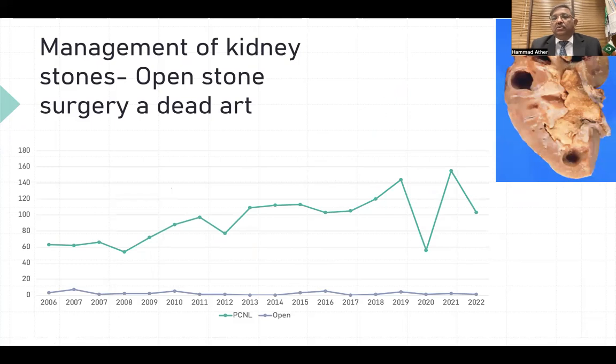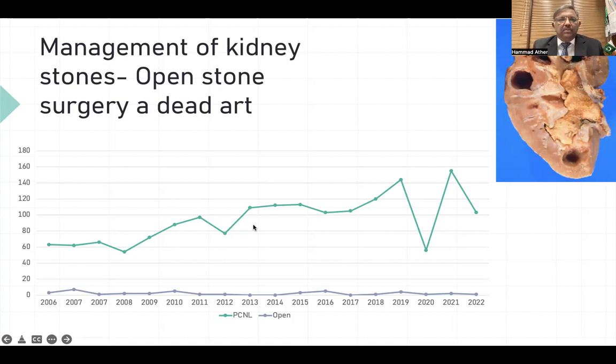What about kidney stones? Again, open surgery is becoming, even in our part of the world, a dead art. If you look at this data from 2006 to 2022, open surgeries for stones in the adult population were significantly low. A very similar trend is also noted for pediatric patients, because a vast majority of pediatric patients are dealt with by lithotripsy. And once we had the finer endoscopes, a significant number are now treated with percutaneous surgery as well.